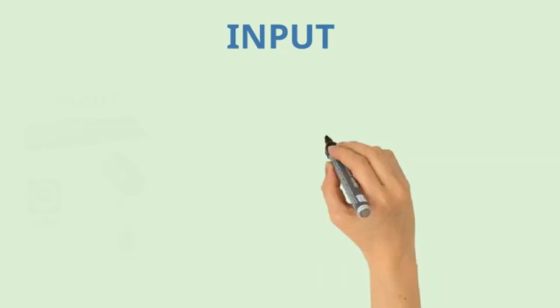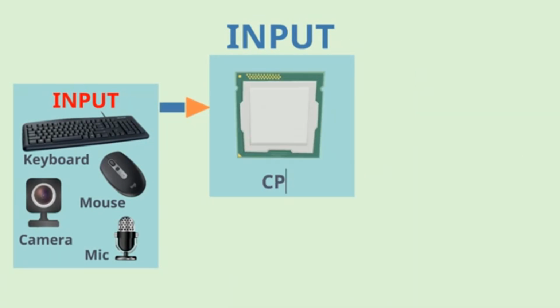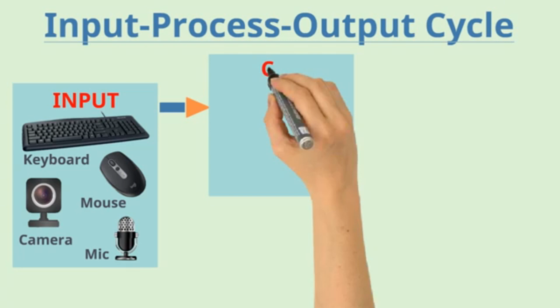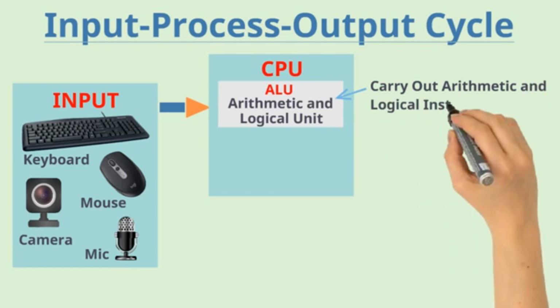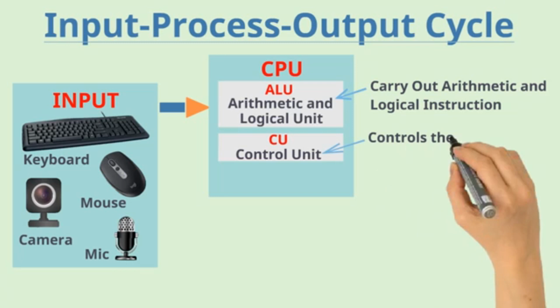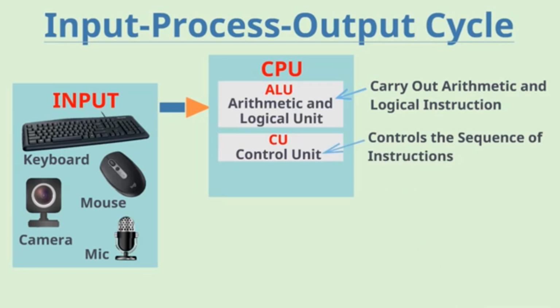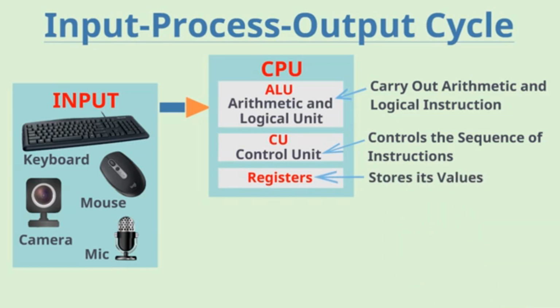Once the computer receives the input, it does the processing on it. This is the responsibility of the CPU, or Central Processing Unit, to do the work as per your instructions. A CPU has three main components. First is the ALU, or Arithmetic and Logical Unit, which is responsible to carry out arithmetic and logical instructions. Second is the CU, or Control Unit, which controls the sequence of instructions given by us. Third are some registers of fast memory where the ALU stores its values while doing its calculation.